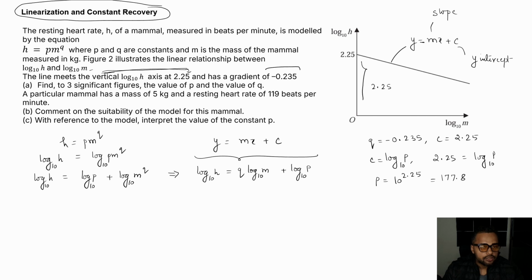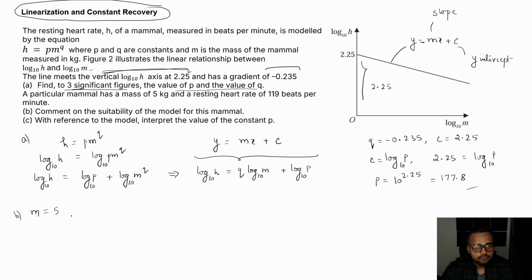Now in the next part, students, they have told, okay, in the question first part they have told the value of p and the value of q to three significant figures. So this is the three significant figures. Value of q also we have got, that is negative 0.235. So a part is done. Now let's move to the b part. The particular mammal has a mass of 5 kg. Now the mammal mass they have given as 5 kg.